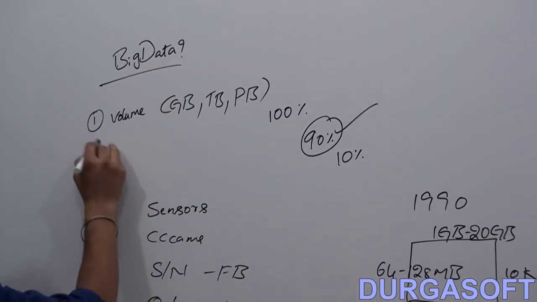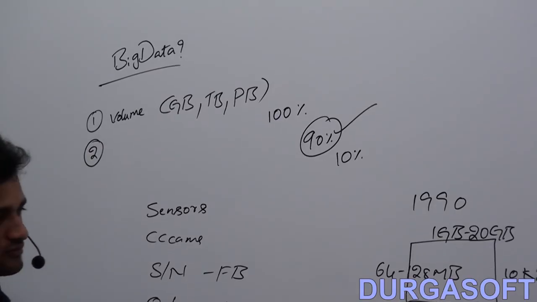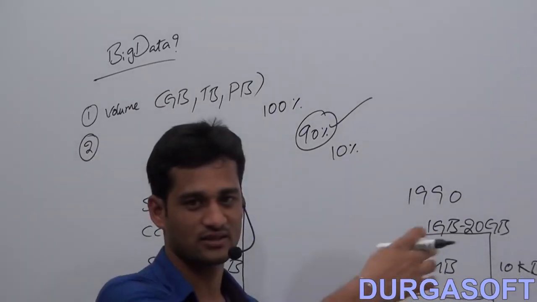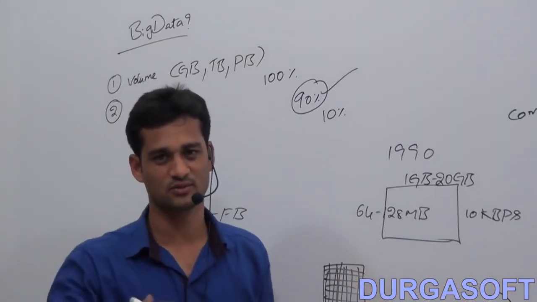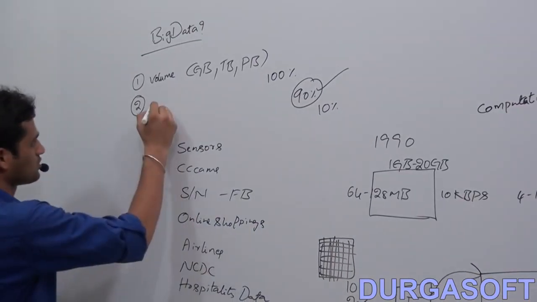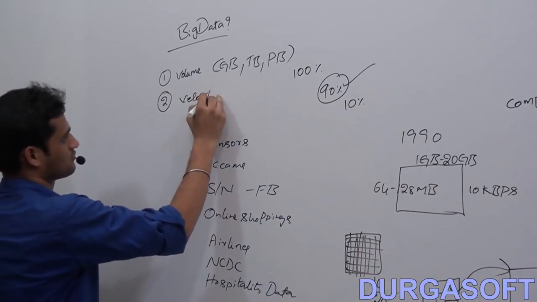Next, the second one. Every time fetching data and sending it towards your data center creates some velocity problem. So some velocity problem is there.